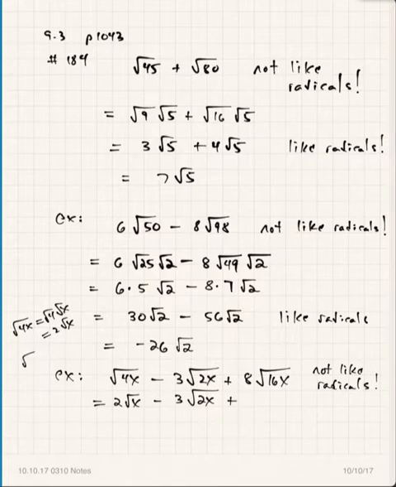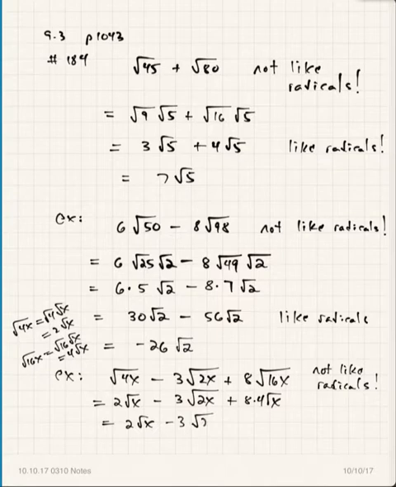So the square root of 16x is the square root of 16 times the square root of x, or 4 times the square root of x. So this is 8 times 4 times the square root of x. And so that gives you 2 square root of x minus 3 square root of 2x plus 32 times the square root of x.